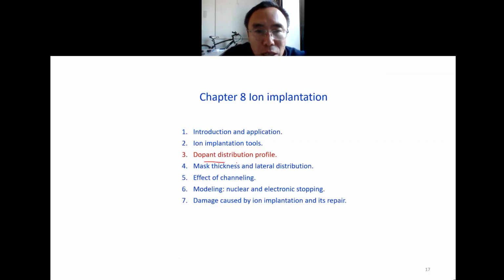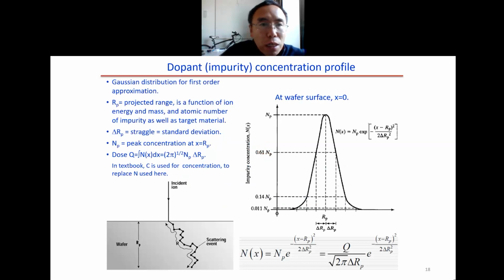So now let's look at the dopant distribution profile. For the first order approximation for the statistical random process, normally we have this Gaussian distribution. So this is the Gaussian distribution. The projected range is here. This is the depth. This is RP. RP is the projected range. This is a function of ion energy and mass and atomic number of the impurity as well as the target material.